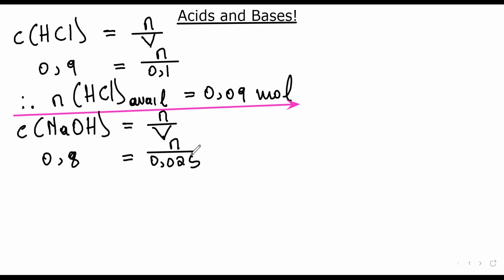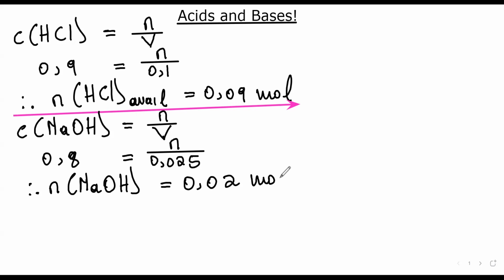We need to divide it by 1,000 in order to get it to cubic decimeters. And when we do, we get 0.025. So when you say 0.025 times 0.8, we find that the number of moles of sodium hydroxide will simply be 0.02 moles.